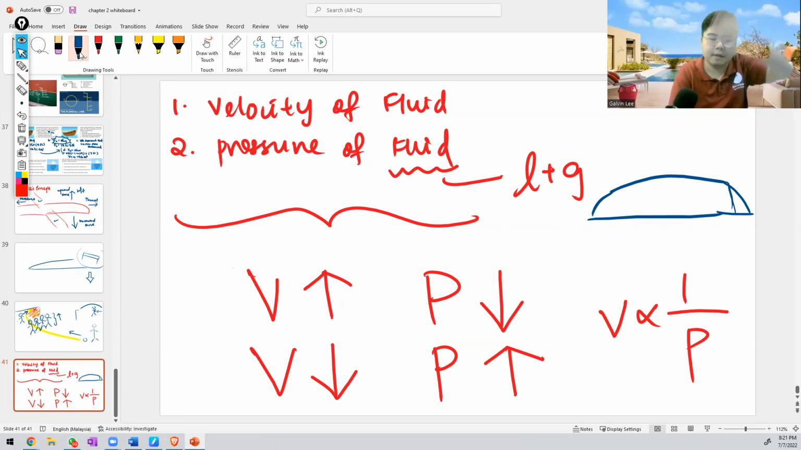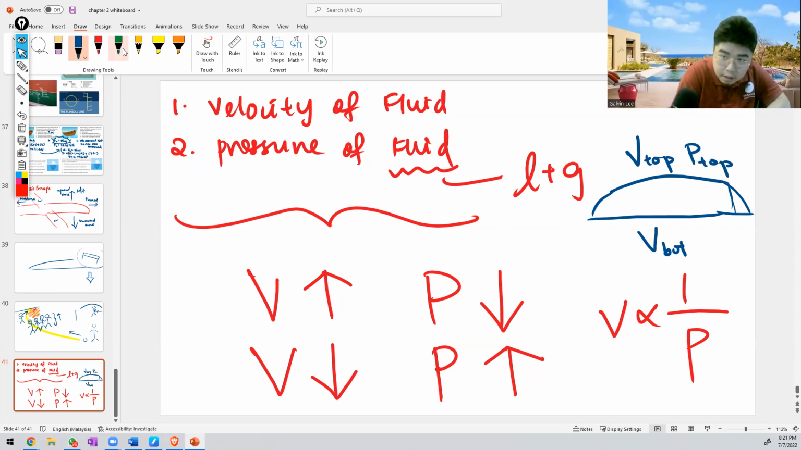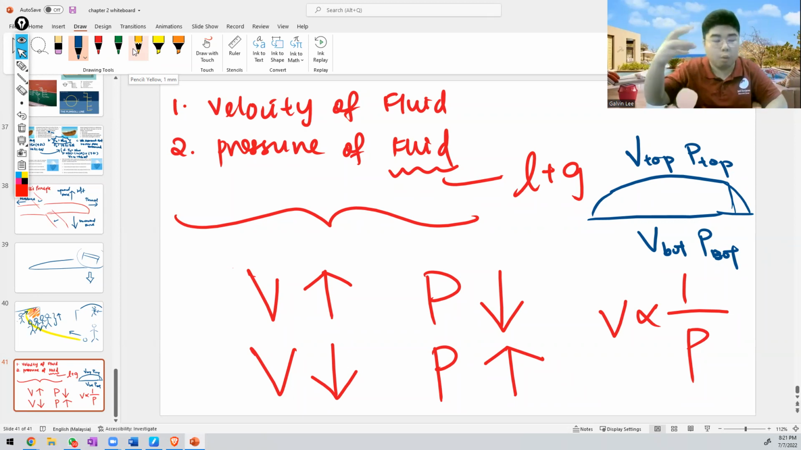We have two sides. Top and bottom. So there is going to be a velocity at the top here. There's going to be a velocity at the bottom here. There's going to be a pressure at the top here. There's going to be a pressure at the bottom here. So your job is to explain how these two interact with each other. What caused velocity at the top to be high or low? What caused velocity at the bottom to be high or low? This is your responsibility.